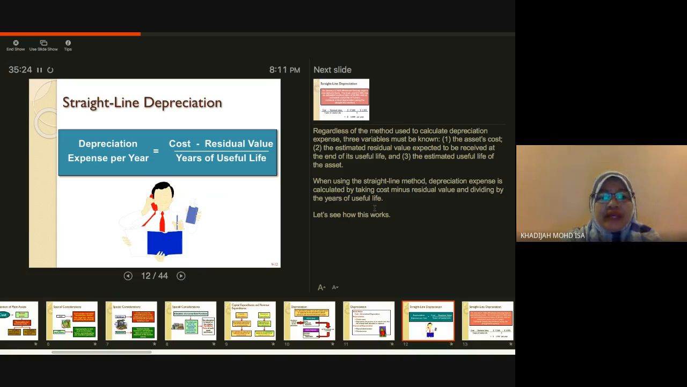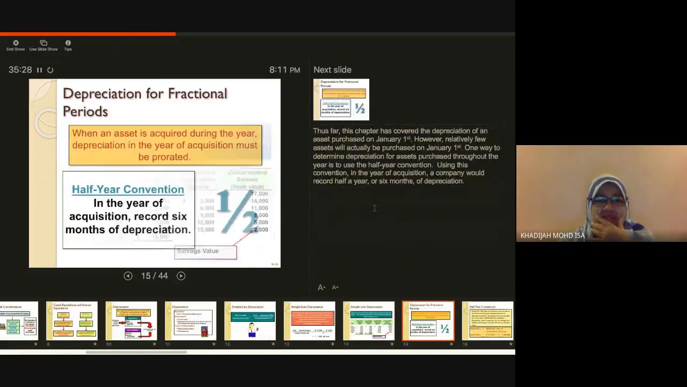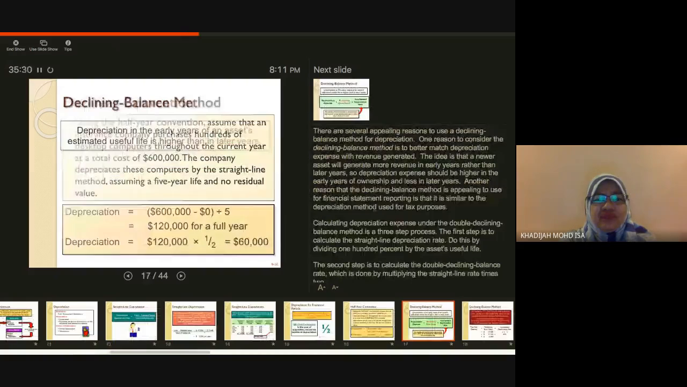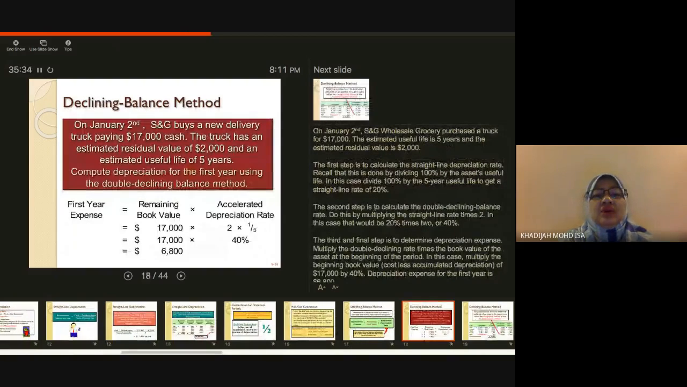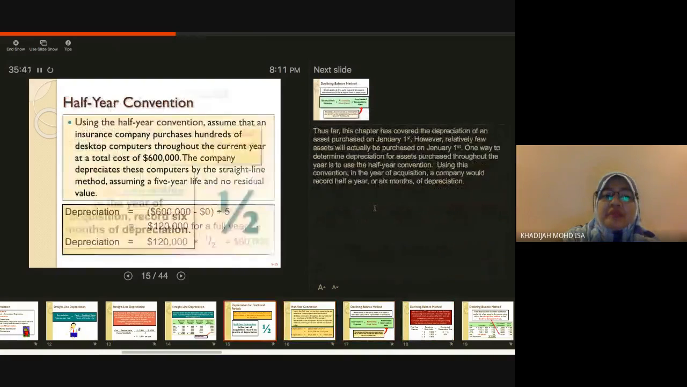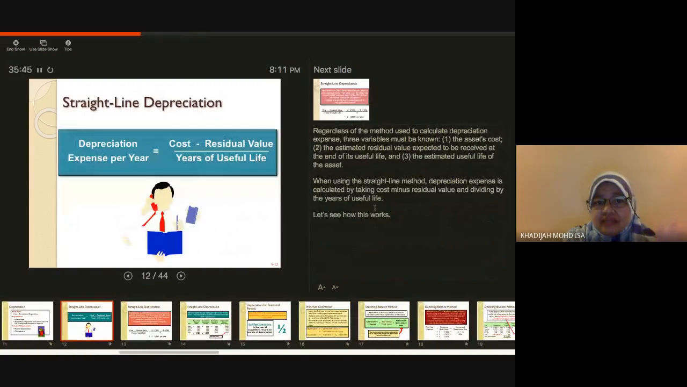For example, you can have the reducing balance method, the fractional half year convention, all these things. We have the declining balance method. Of course, accounting students would have to learn this topic, these methods of depreciation. But for the purpose of MBA and MOM, I think that the straight line method is sufficient, right?